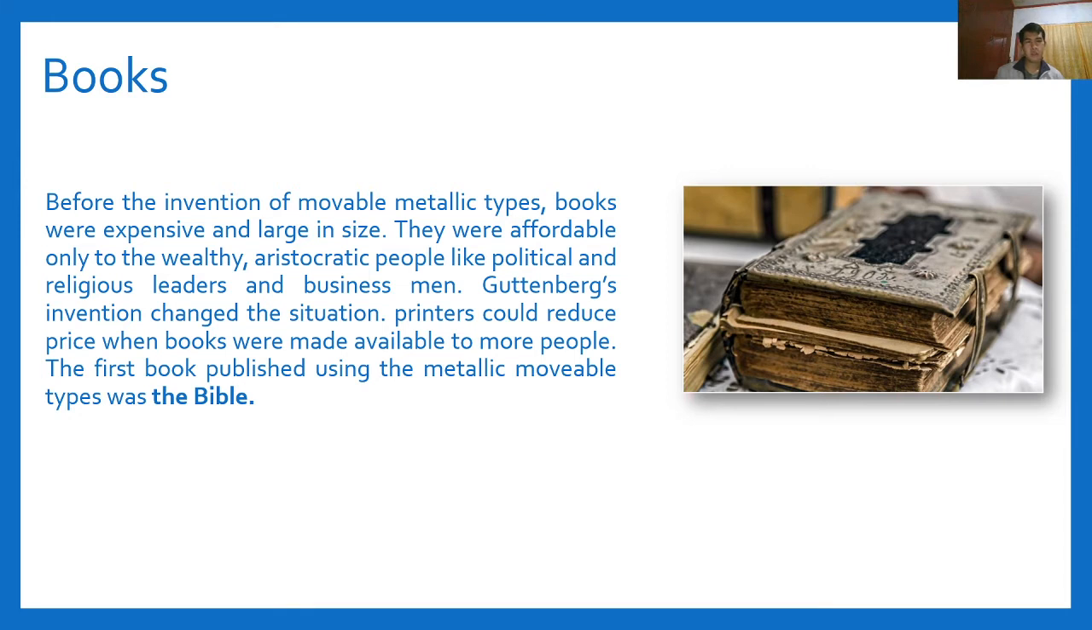Now, going to books. Books came with the invention of movable metallic types. Books were expensive and large in size. They were affordable only to the wealthy, aristocratic people like political and religious leaders and businessmen. But Gutenberg's invention changed the situation. Because of the invention, the printer reduced the price and made books available to more people. The first book published using the metallic movable types was the Bible.